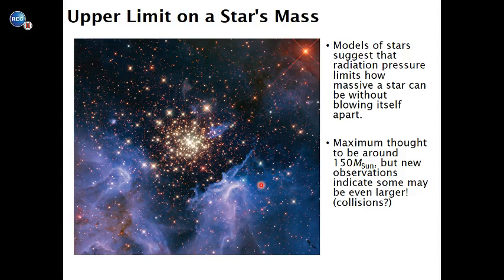But when we set that limit, then we observe something that breaks it. So maybe those stars that break that limit, maybe they're forming from collisions between two massive stars. We're not certain, but you can calculate this radiation pressure for a given mass, and it becomes evident that there has to be an upper limit, and 150 solar masses is a reasonable estimate for that limit.